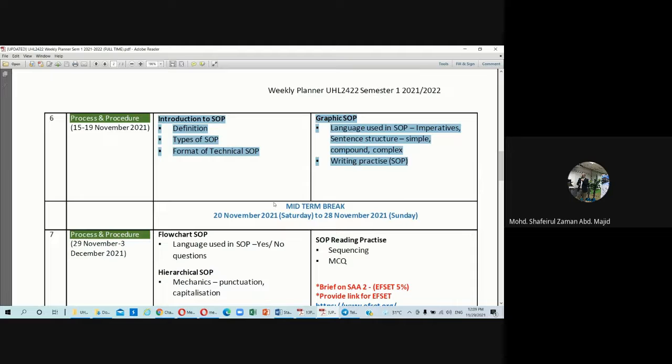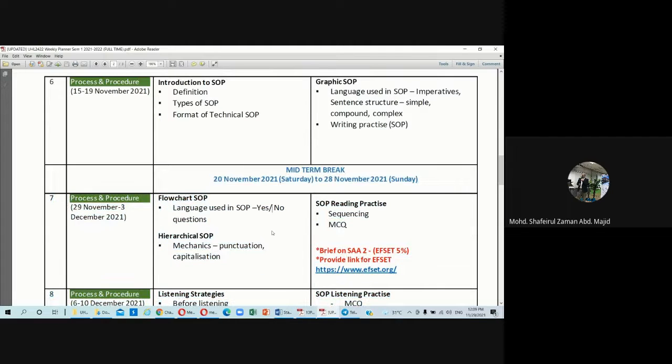So our mid-semester break was last week, and this week we are supposed to continue with the flowchart SOP, hierarchical SOP, and SOP reading practice. But don't worry about that. I believe that we can cover both of the topics within today. Looking at the contents, I believe we can do it today.